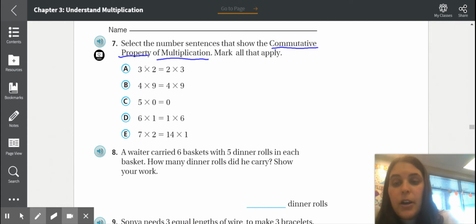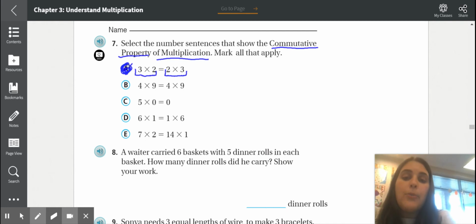So first we have 3 times 2 equals 2 times 3. So everything on this side of the equal sign needs to be the same over here. So it's the same numbers, they're just in a different order. Is this showing the commutative property? Yes. Okay, and remember, when it says mark all that apply, it means that there's more than one answer. Let's look at the next one.